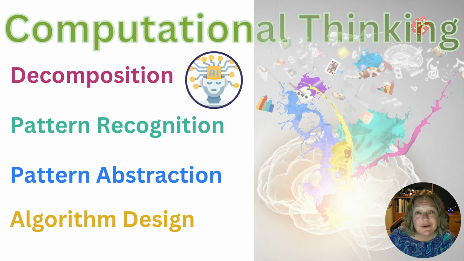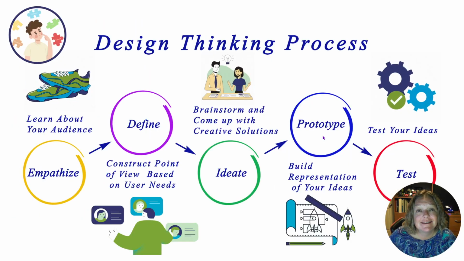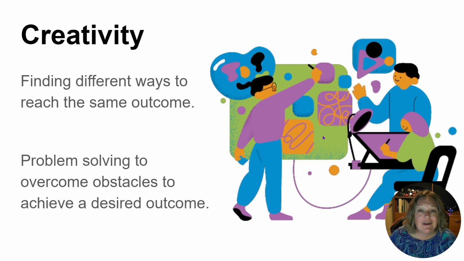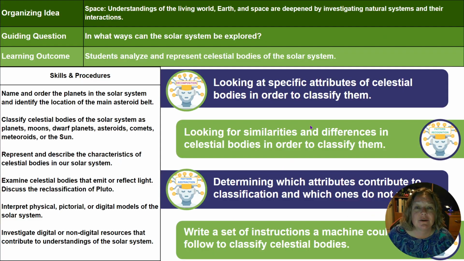We know that computer science as an organizing idea talks about computational thinking, design thinking, and creativity all being key processes in the engineering design process. To turn our students into future computer programmers, we need to be looking at all three of these things and how they connect into those skills and procedures that we see specifically at each grade.